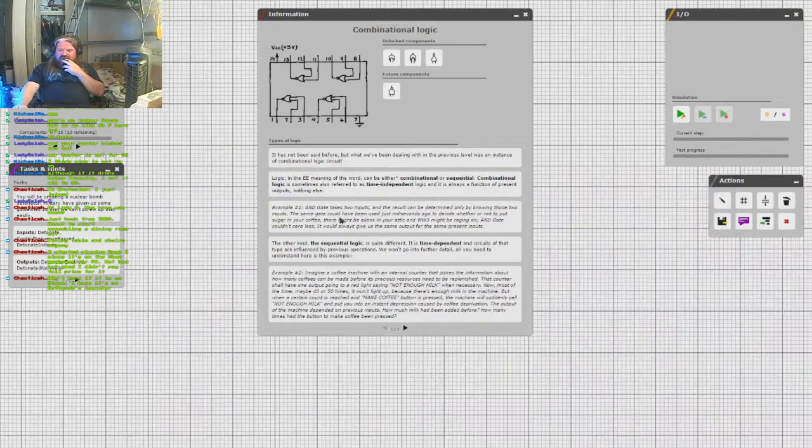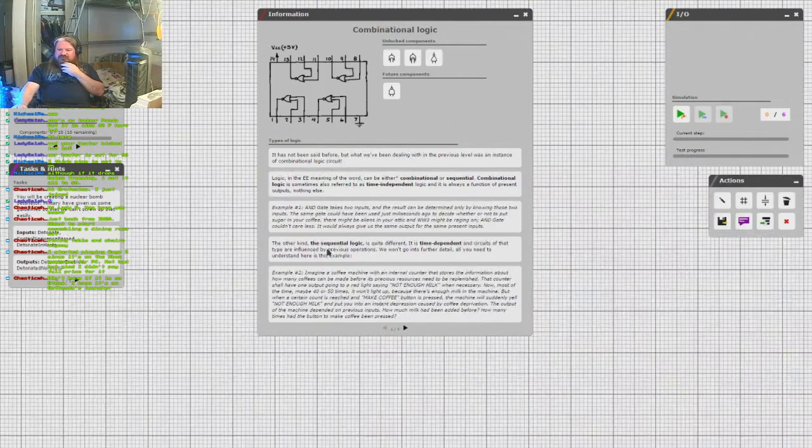The same gate could have been used just milliseconds ago to decide whether or not to put sugar in your coffee. There might be aliens in your attic, and World War III might be raging on. AND gates couldn't care less. It would always give us the same output for the same present inputs.